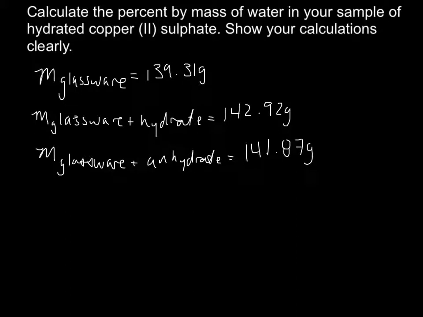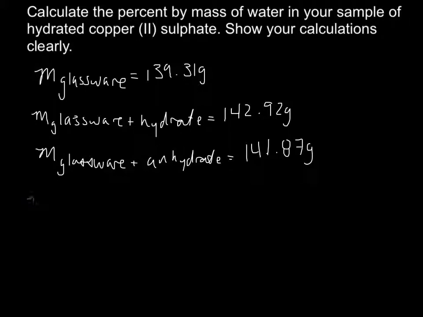Let's start out with the mass of our hydrate. The step-by-step process I go through here is, here's the data I've collected. I've figured out the mass of my glassware, and I know the mass of my glassware and the hydrate. And then after heating, I know the mass of the glassware and the anhydrate. So I'm going to start out by figuring out my mass of my hydrate.